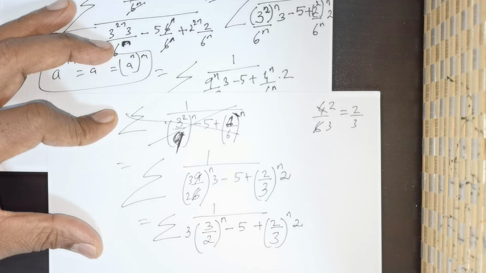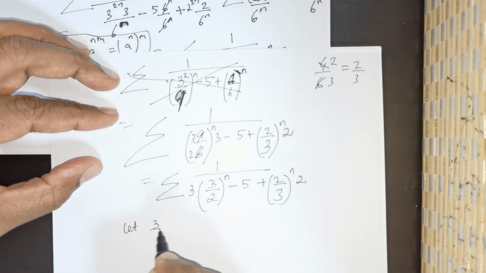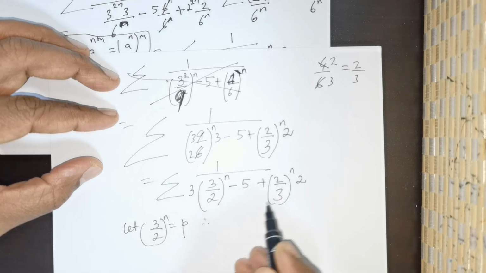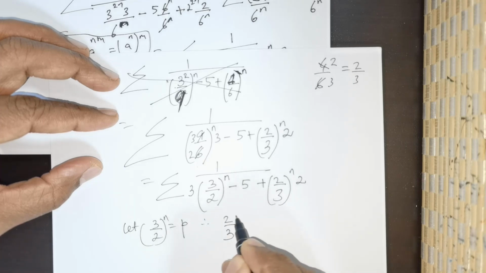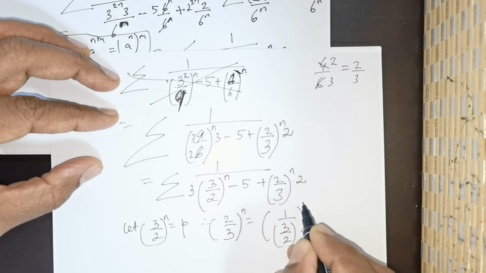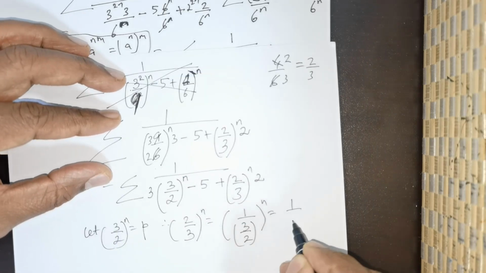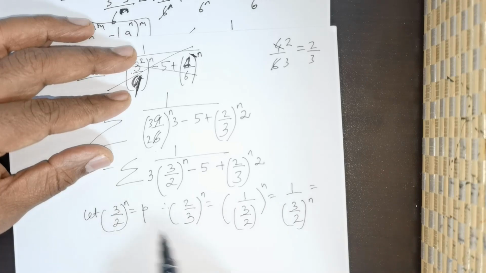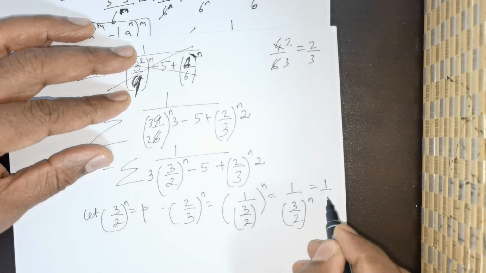Now the question is, we will have to reduce this. Now I would like to let 3 over 2 raised to the power of n be equal to some p. Now what can you say about 2 over 3? Now 2 over 3 raised to the power of n can be rewritten as 1 over 3 over 2 raised to the power of n, right? Which is equal to, what's here? 3 over 2 raised to the power of n is p. Now 3 over 2 raised to the power of n is over here. So this is nothing but 1 over p.